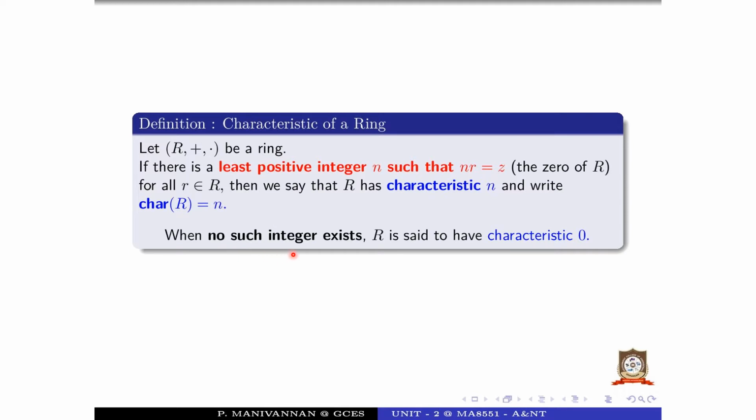When no such integer exists such that n r equals 0, then R is said to have characteristic 0.